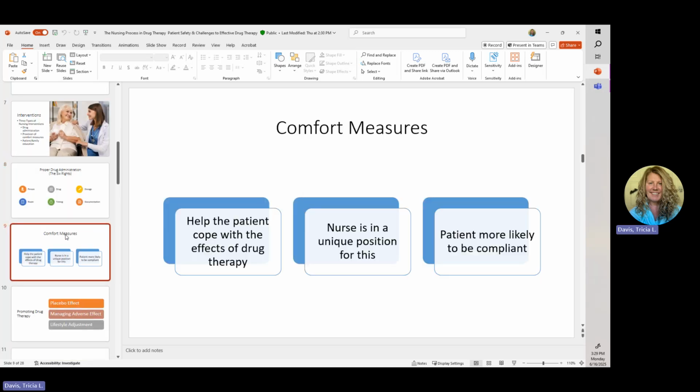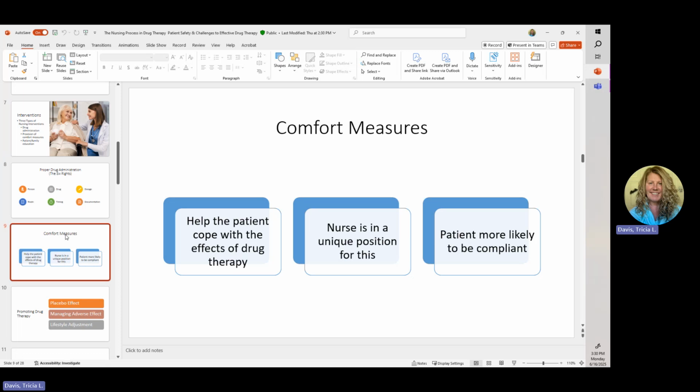Comfort measures. So what are some examples of some comfort measures? Definitely being able to help that patient cope with the effects of drug therapy. So we talked a lot about how we really want patients to be compliant, right? So we know that as nurses, one of the best ways that we can increase compliance is to educate our patients about the side effects. If they know about potential side effects that will subside, then they're more likely to continue that regimen of medication. So if they're having GI upset and nausea every time they take this medication, maybe they can take it with food or with milk, something that'll ease those GI side effects.